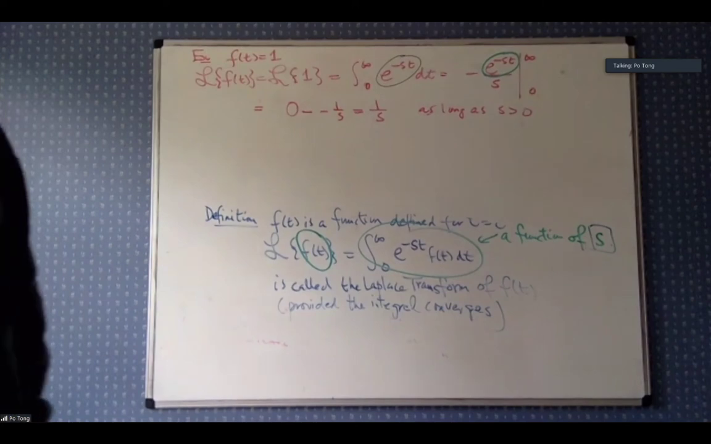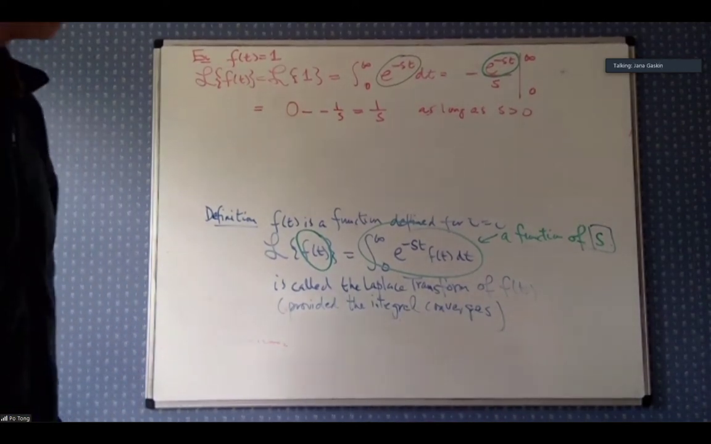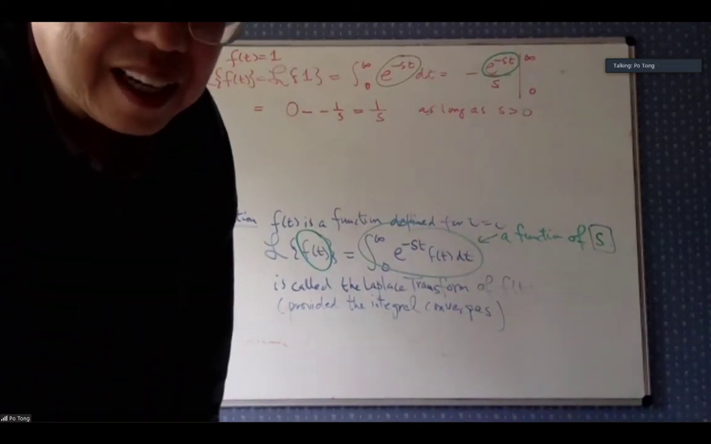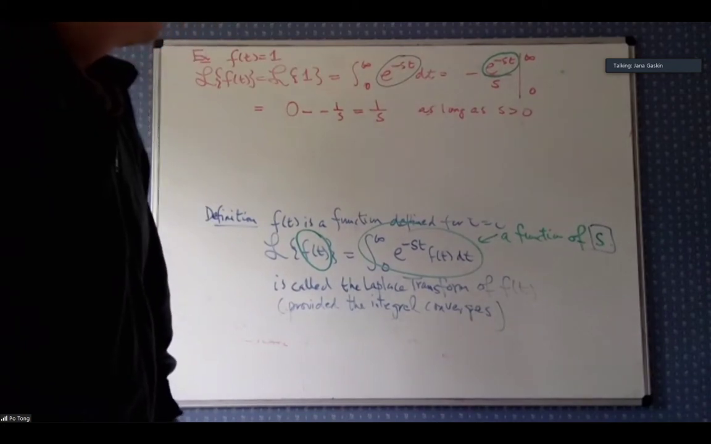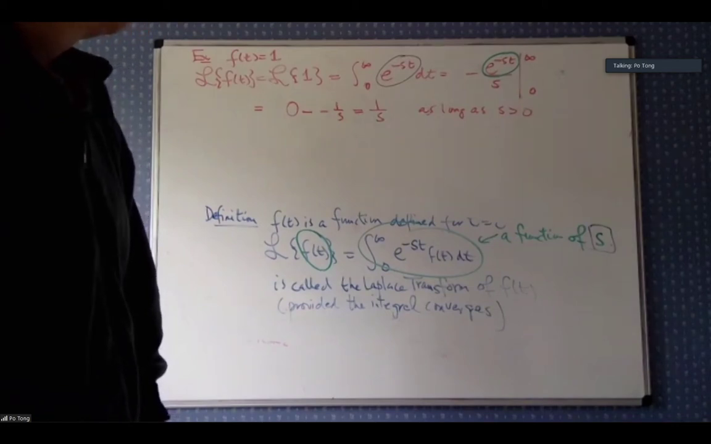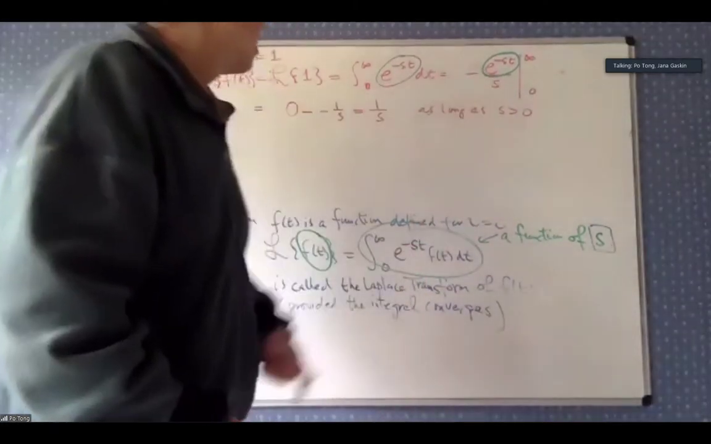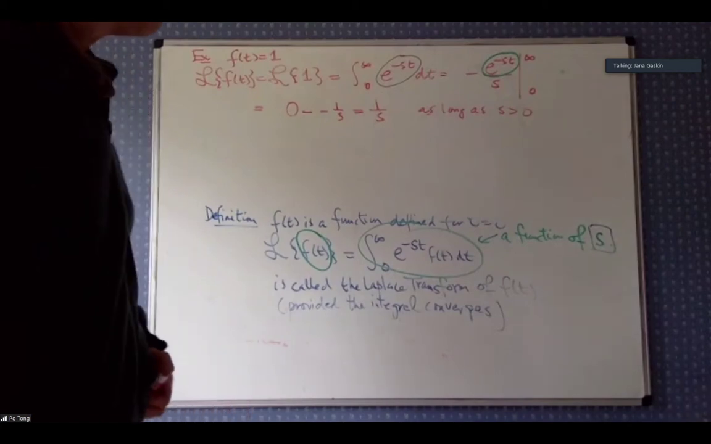Yes or no? So as t goes to infinity, the e to the negative st goes to 0. So we're just left with a negative 1 over s. It will be 0 minus negative 1 over s. Yeah, got it. Thank you. You're welcome.